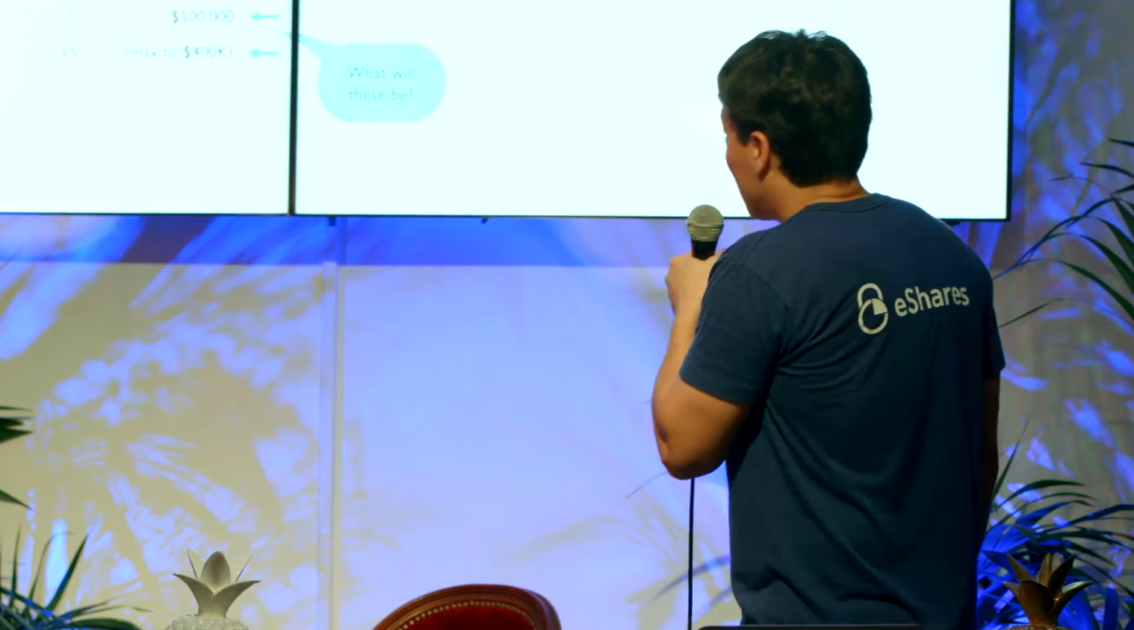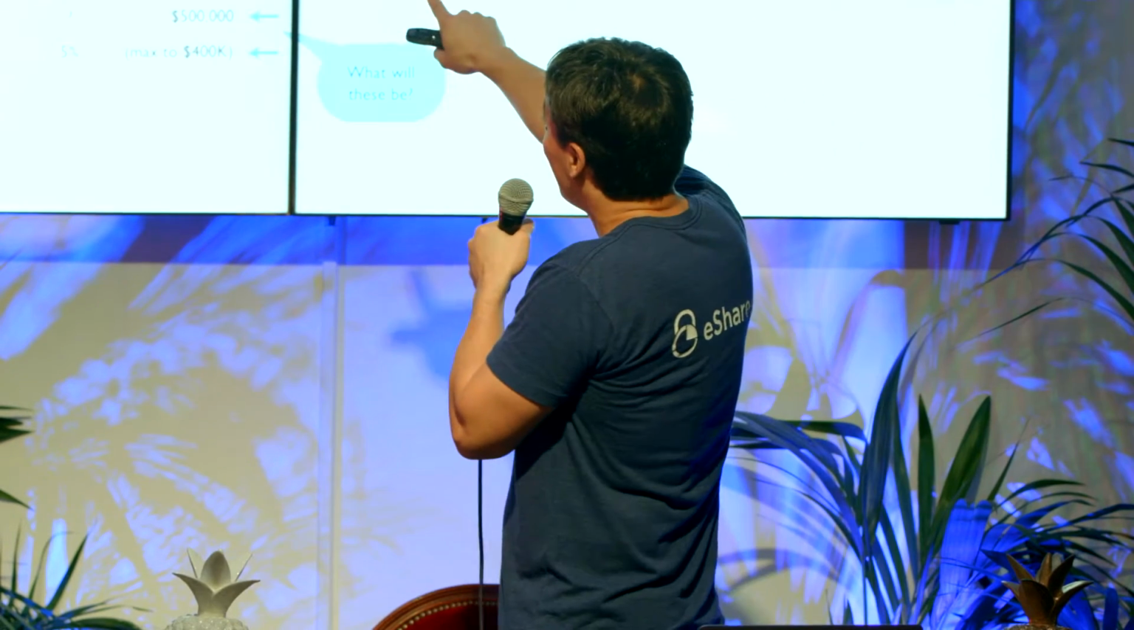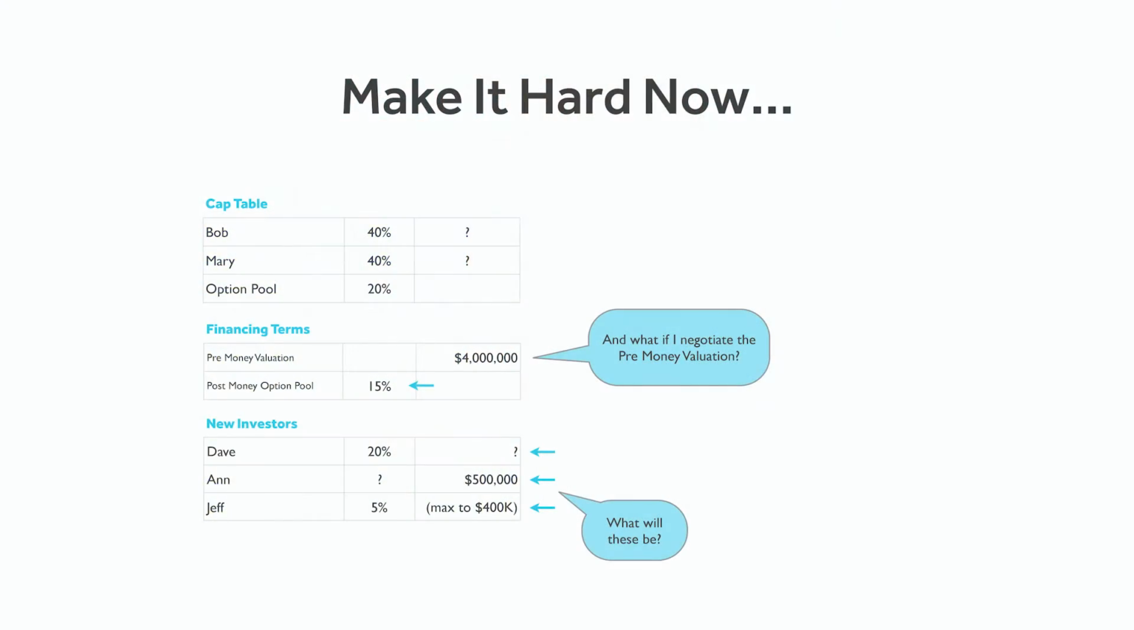Okay, so let's make it more difficult. Bob and Mary, same thing, 40%, pre-money of 4. They want a post-money option pool of 15%. Dave decides he wants 20% of the company. He doesn't care how much it costs. He's price indifferent, and this is true for most institutional investors.